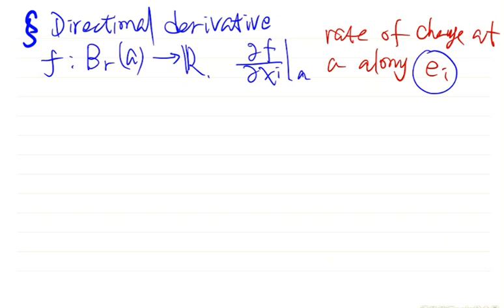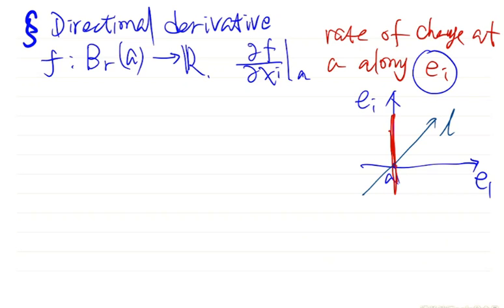Okay, but of course, it is natural to replace the e_i direction by other, more general directions, and consider the change of the value of f along all kinds of directions. So this is e_1, this is e_i. So A is here. You not only can consider the change of f in this direction, you can also consider the change of f in other directions. Consider how f varies along this line. Okay, so this is the idea of directional derivatives.